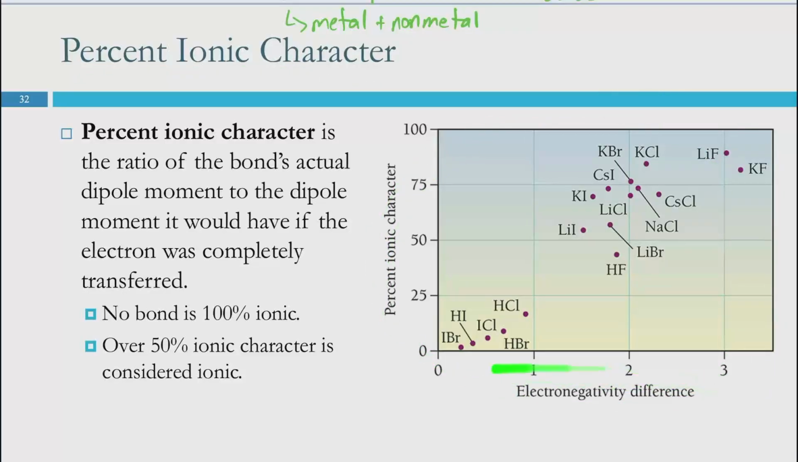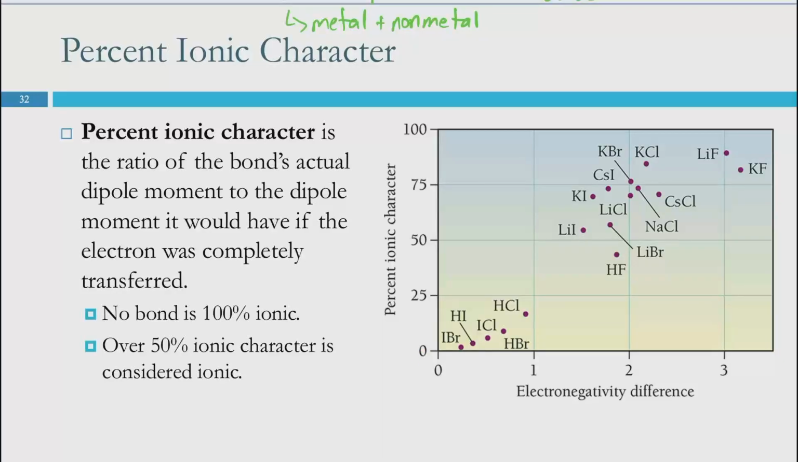We've got electronegativity difference on the x-axis. We've got percent ionic character on the y-axis. As we're going left to right, we're looking at things that are further apart in the periodic table, bigger electronegativity difference. On the y-axis, percent ionic character, if we're at 100, that means the electron is completely taken. It's actually transferred, formally transferred. At 0, they're evenly sharing. It's not transferred at all.